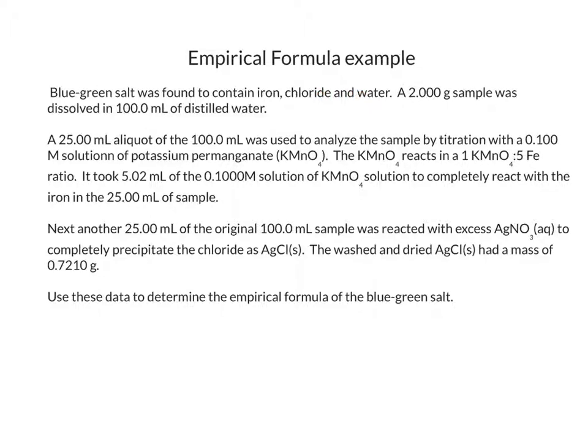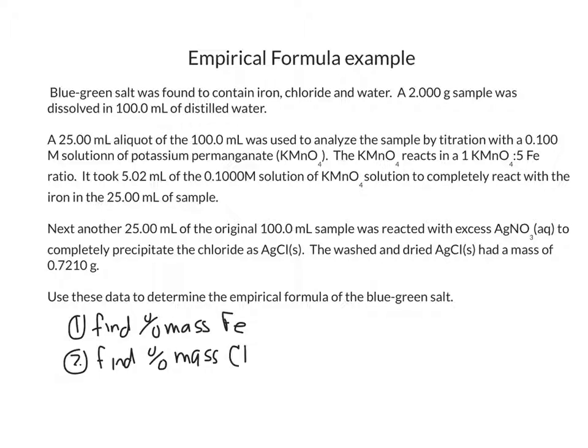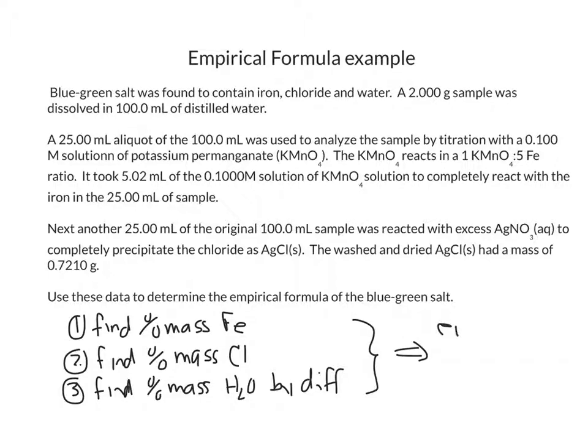So our plan of attack is going to be, first of all, to find percent mass iron, and then to find the percent mass chlorine from the data, and then find percent mass water by difference, and then use our percent mass of each of these to do an empirical formula problem.